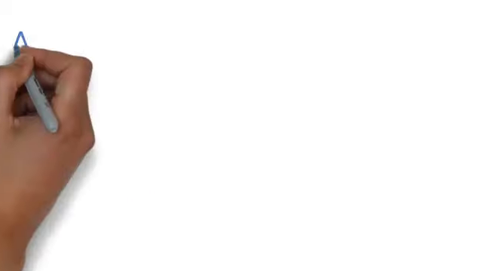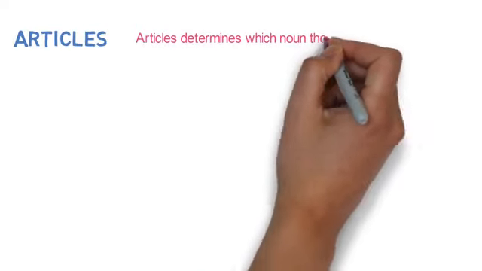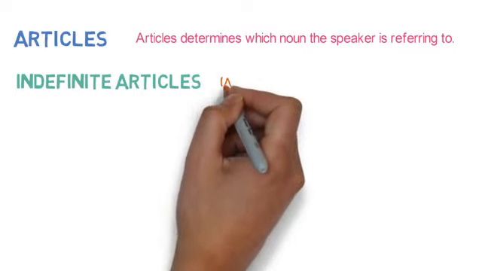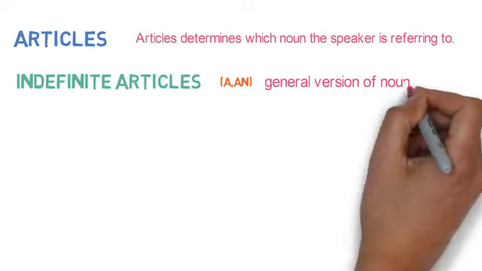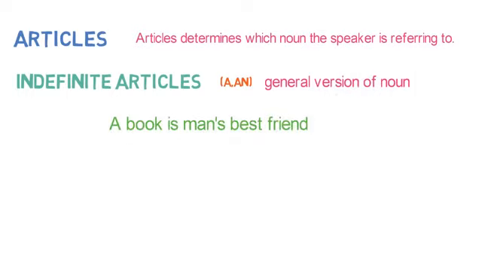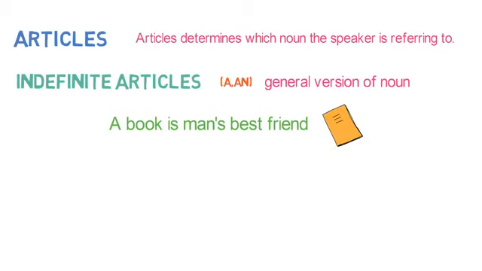First one is articles. Articles determine which noun the speaker is referring to. A and an are indefinite articles and are used when you are talking about a general version of the noun. For example, a book is man's best friend. Here we are referring to all the categories of book, not any specific one. So a is used here.